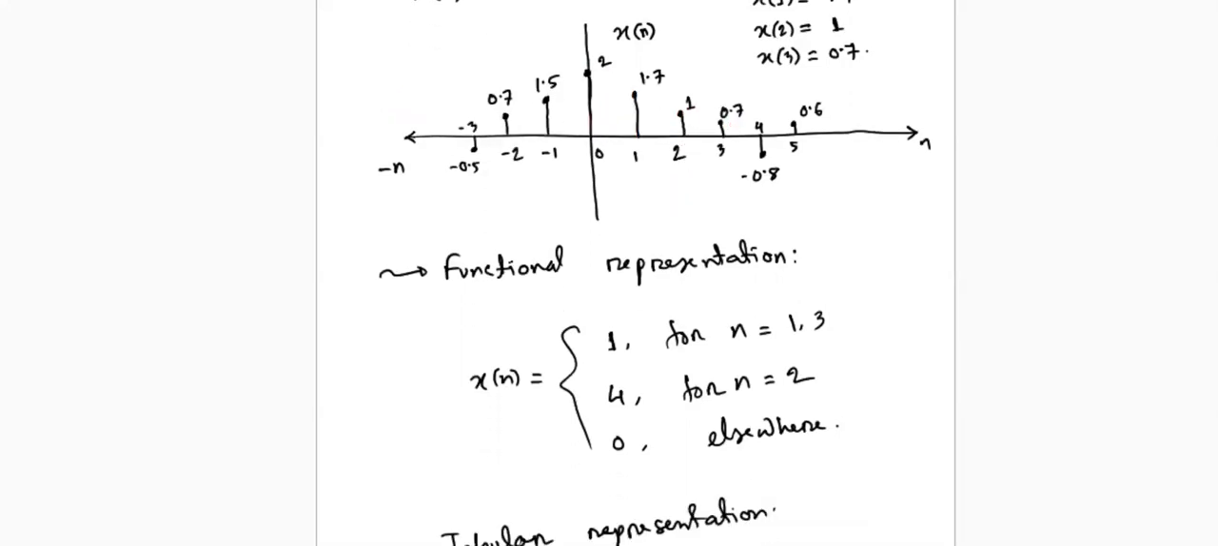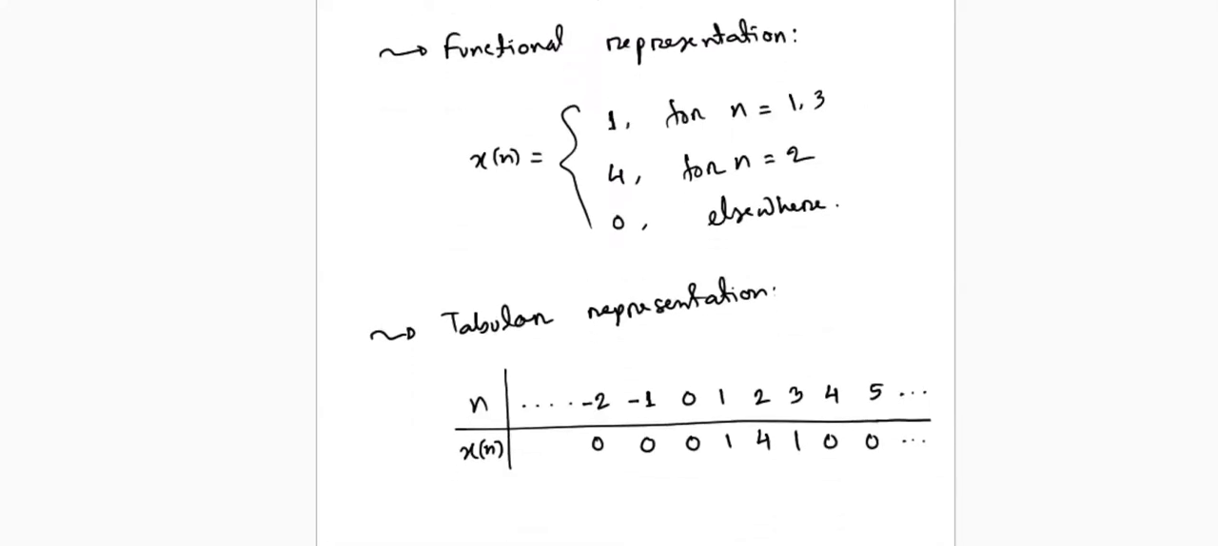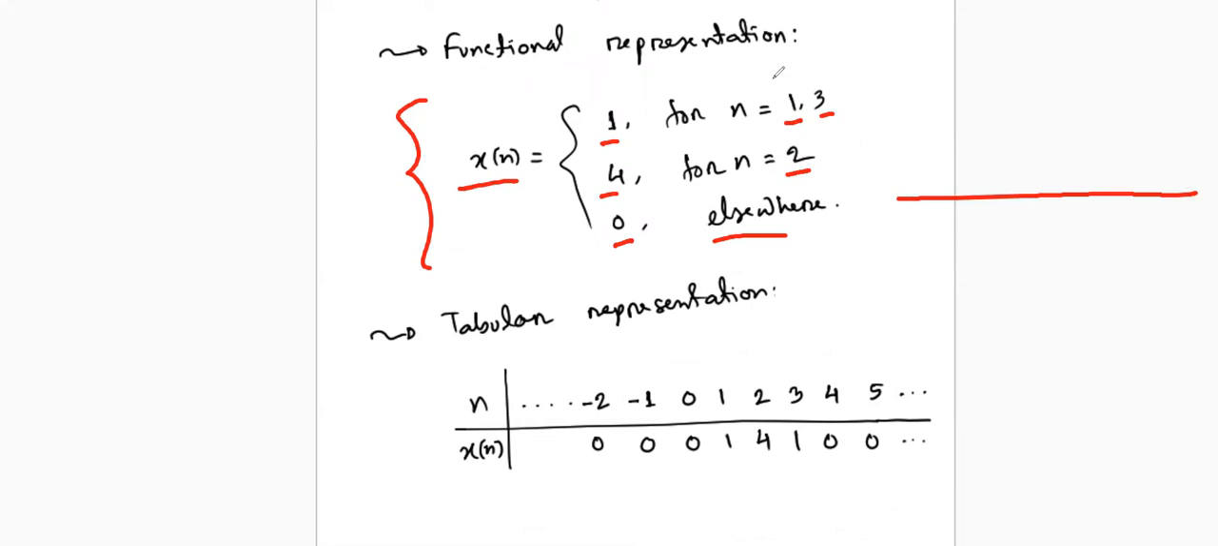Similarly, it can also be represented by the functional representation like this. x[n], how does x[n] look? The value is 1 at the positions 1 and 3, 4 at the position of 2, and 0 elsewhere. So we can draw it like this. If I have this functional representation, I can draw the image like this.